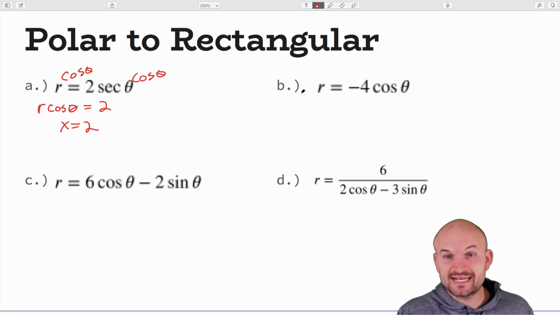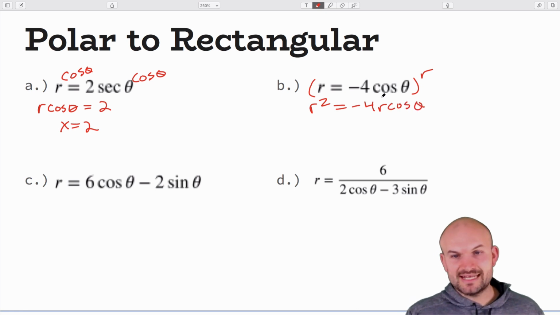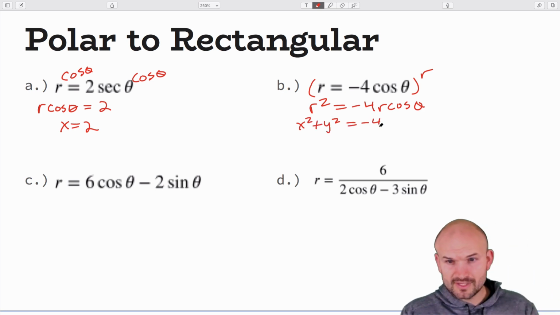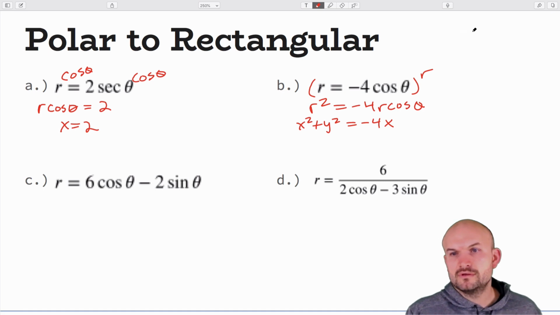Next example is just like the last one. I'm going to multiply everything by r. So that gives me r squared equals a negative 4r cosine of theta. Again, now this is going to represent x. So I can say x squared plus y squared equals a negative 4x. Now I'm going to do the same process over here. That's going to become x squared plus 4x plus y squared equals 0.